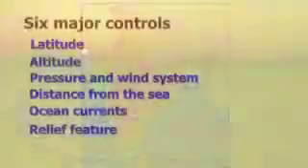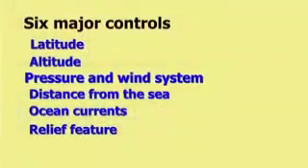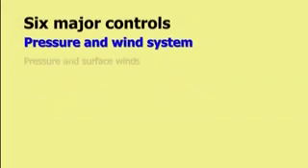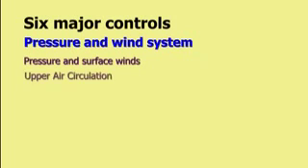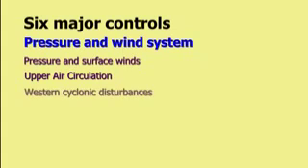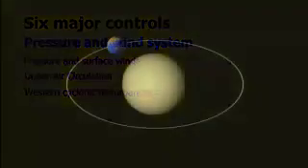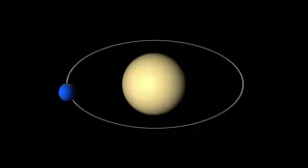and the land breeze. Next one is the pressure and the wind systems. We will study this under three categories, that is pressure and surface winds, then upper air circulation and western cyclonic disturbances and tropical cyclones.